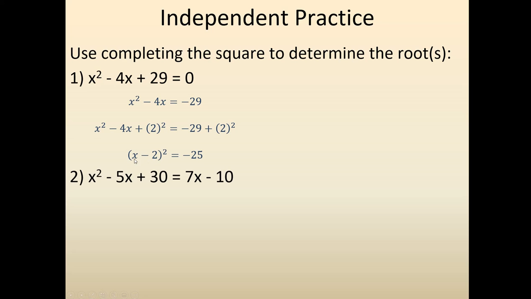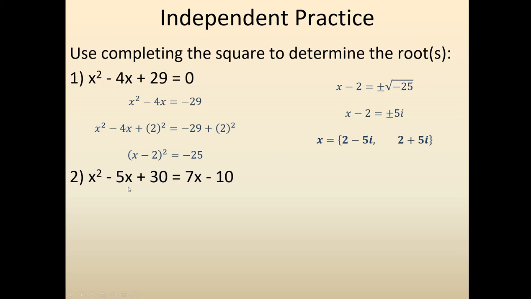So I have 2x minus 2 squared. And then negative 29 plus 2 squared is negative 25. Take the square root of both sides. 25 is a perfect square, so radical negative 25 is going to be 5i. When I move the 2 over, I get my two solutions, 2 minus 5i and 2 plus 5i.